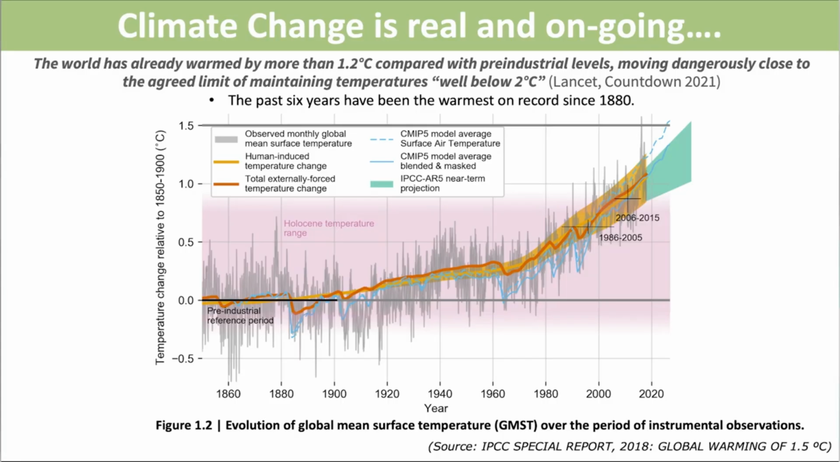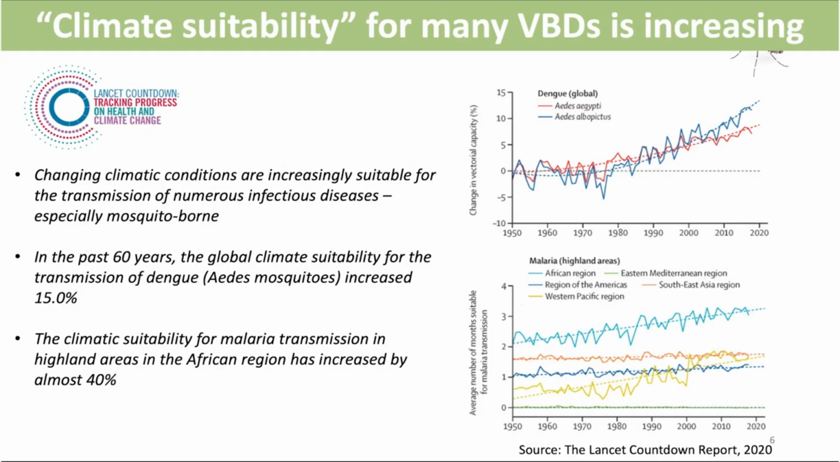And this means that for many vector-borne diseases or vectors, globally, the climatic suitability for these is increasing, as many of them like warm or tropical conditions. This is illustrated here, for instance, in one of the Lancet Countdown reports. You can see the graphs here for dengue, for Aedes mosquitoes that transmit dengue, and for the mosquitoes that transmit malaria. The changing climatic conditions are increasing these suitable areas, especially for the mosquito-borne diseases.